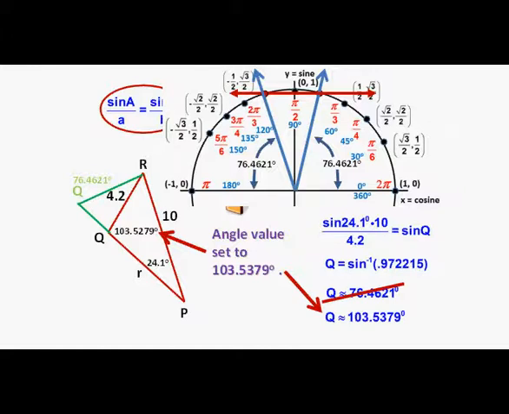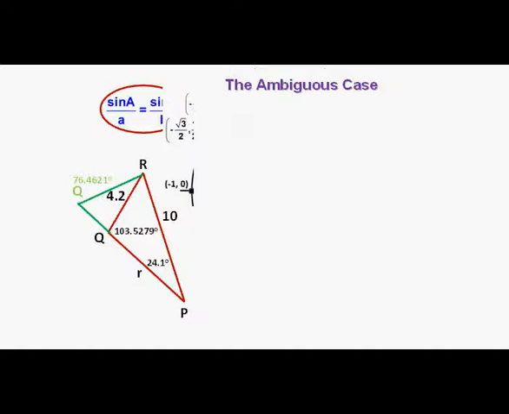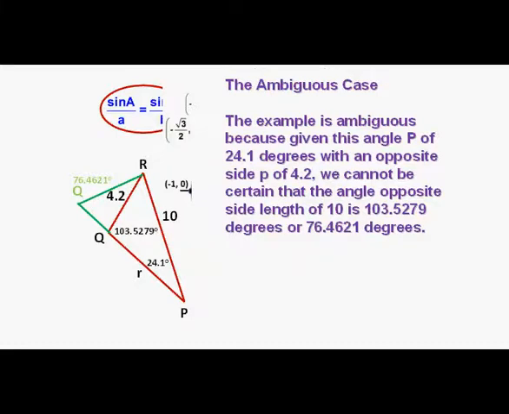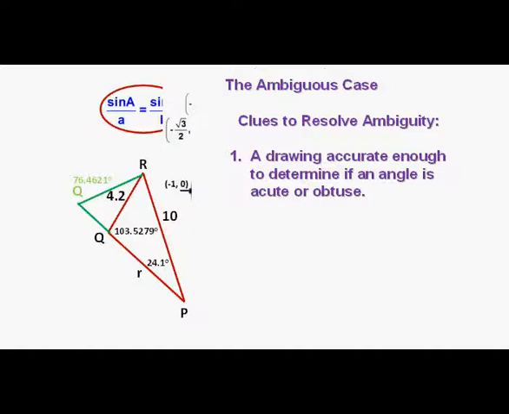This brings us the opportunity to talk about what we call the ambiguous case. We say that this is an ambiguous case because given this angle P of 24.1 degrees with the opposite side P of length 4.2, we cannot positively determine if the angle Q opposite the side length Q measures 103.5279 degrees or 76.4621 degrees. So to solve the ambiguous case triangle, we need clues to help us determine if the angle is acute, that is less than 90 degrees, or obtuse, that is more than 90 degrees.